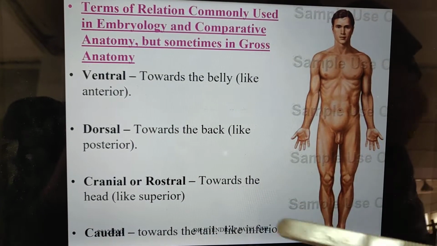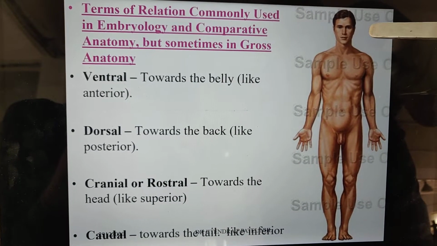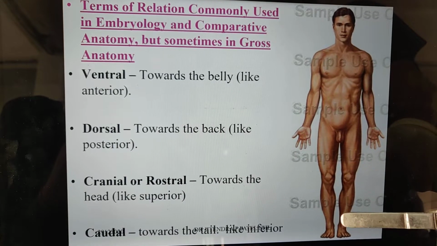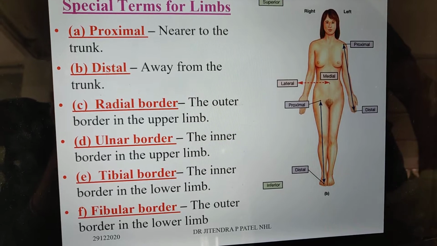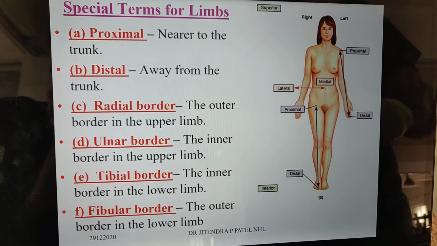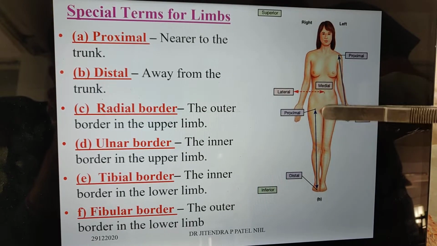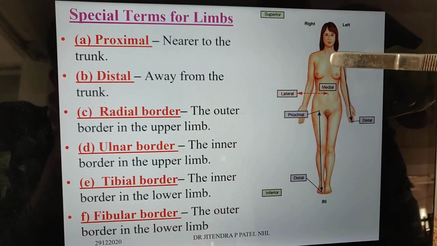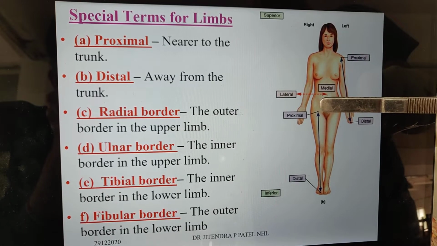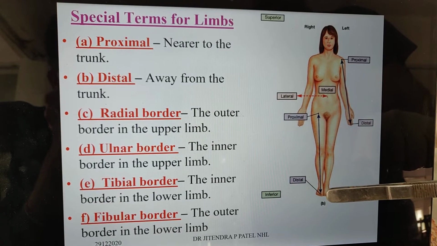Cranial or rostral means towards the head, superiorly, it is called the cranial. And caudal means towards the tail, or it is also called inferiorly. Some of the terminology for the limbs. Proximal means near. Near to the trunk, it is called the proximal, and away from the trunk, it is called the distal.